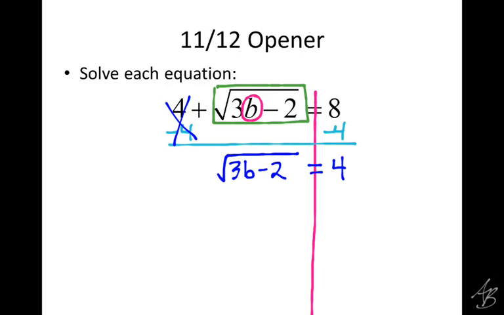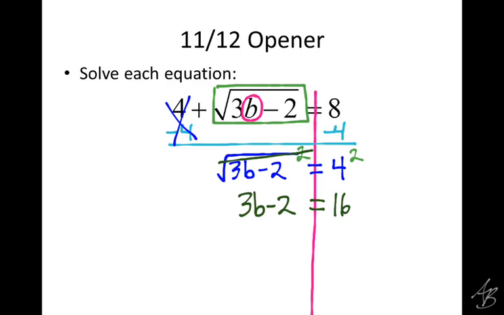So now that the square root's by itself, the next thing I have to do is square it to get rid of the square root, right? So we're going to get rid of that square root by squaring it. Remember, squares go up and to the right. Don't forget that. If I square the left side to get rid of the square root, then I'm going to have to square the right side. All right, so on the left, when those squares and the square roots cancel, what's left? 3b minus 2. So we just bring down what was inside of the square root. And on the right side, 4 squared is 16.